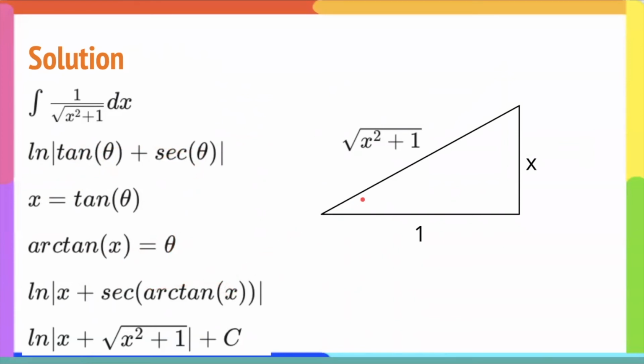And we draw a triangle. So the opposite side is x and the adjacent side is 1. And secant of this angle is hypotenuse over adjacent. That's just the square root of x squared plus 1. All right, and now our final answer is ln of the absolute value of x plus the square root of x squared plus 1, plus c.